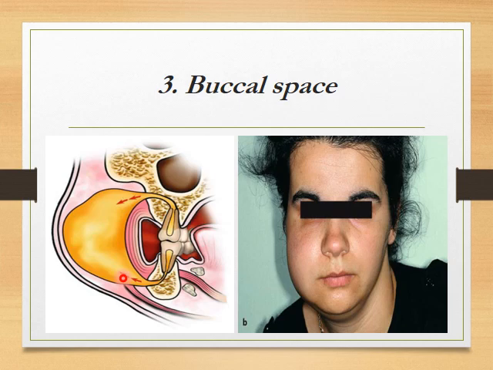What are the signs and symptoms? The patient presents with a swelling. The swelling is confined between the area below the zygomatic arch and above the inferior border of the mandible. This is the buccal space infection, or this is the swelling of buccal space infection.